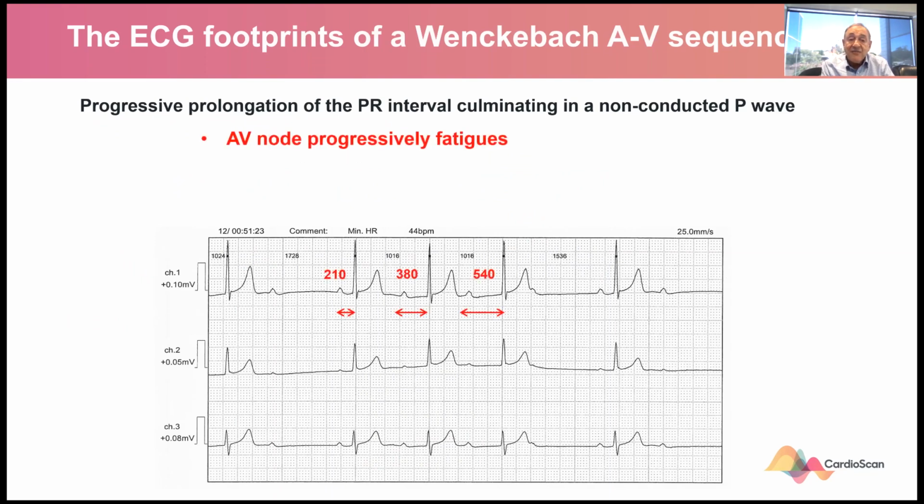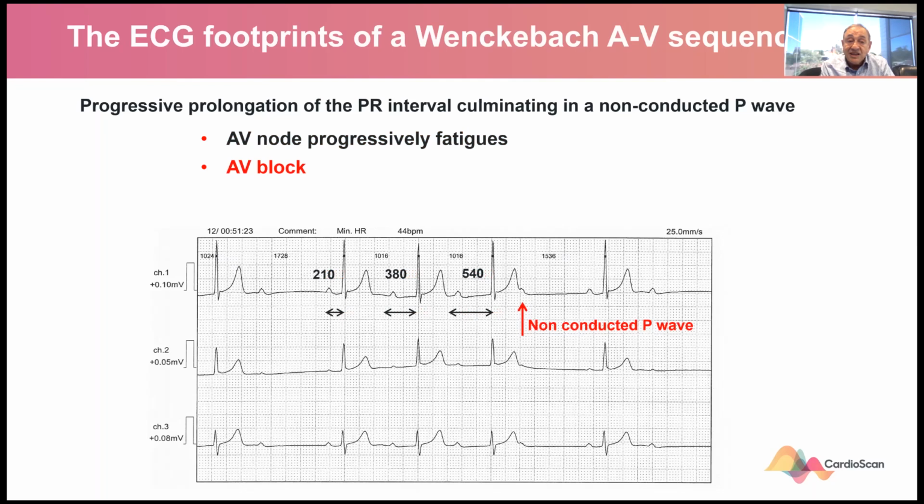So you can see the AV node progressively fatigues: 210, 380, 540 milliseconds, and then there is a non-conducted P wave, an AV block. The AV node then relaxes, rests, and then starts to conduct again with the short PR interval of 210, which was seen at the first PR interval of the Wenckebach sequence we just showed.